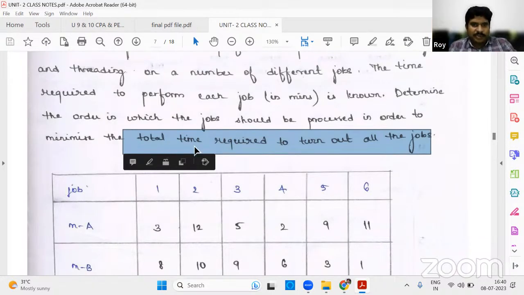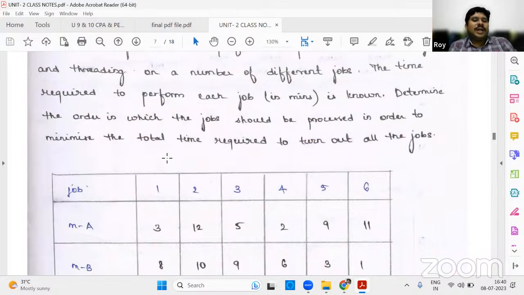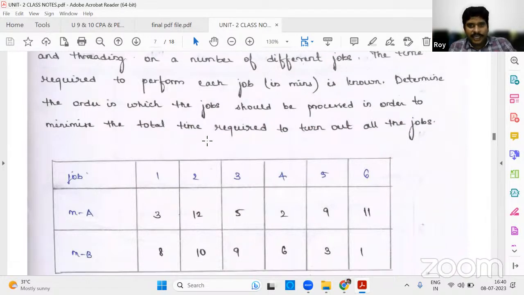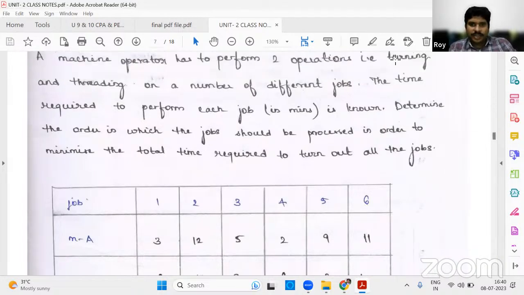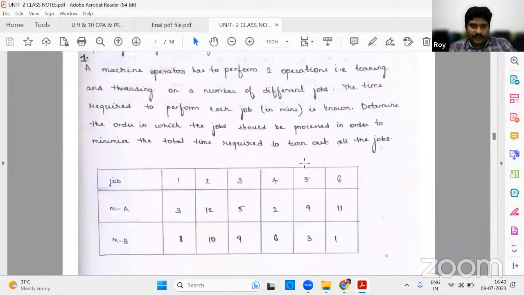Second one, the question is incomplete. They're asking us to also find out the idle time. There are two machines. What is the idle time on A? What is the idle time on B? Please take the screenshots. I don't have time for you to note down. Please take a screenshot of this sum. I will just minimize it for one thing. Anyway, take a screenshot of this and keep it aside.